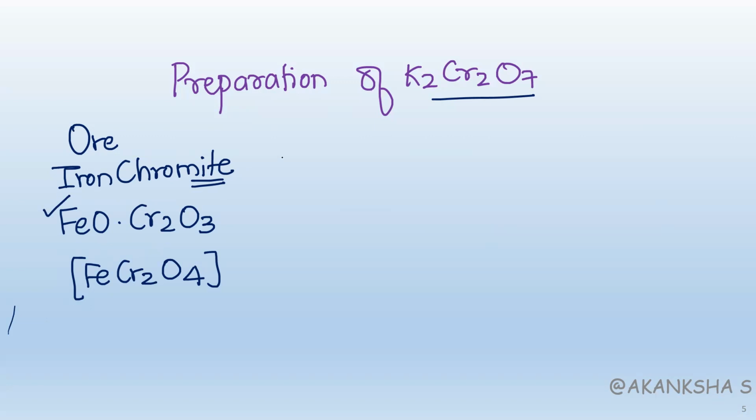So from this iron chromite, we are going to process it a little bit using certain reagents and compounds, and we are going to get our first compound, that's a chromate. Now let me tell you, we need potassium dichromate, so we won't first be utilizing potassium to get potassium chromate. Rather, we would be opting for sodium. I'll tell you the reason why.